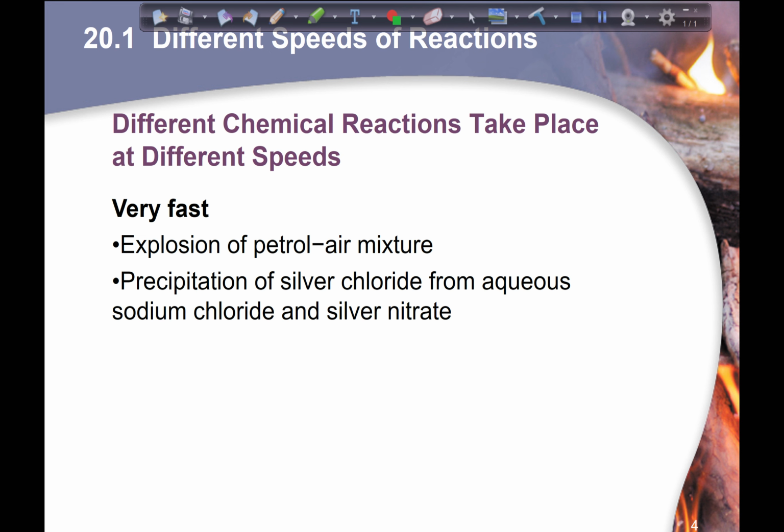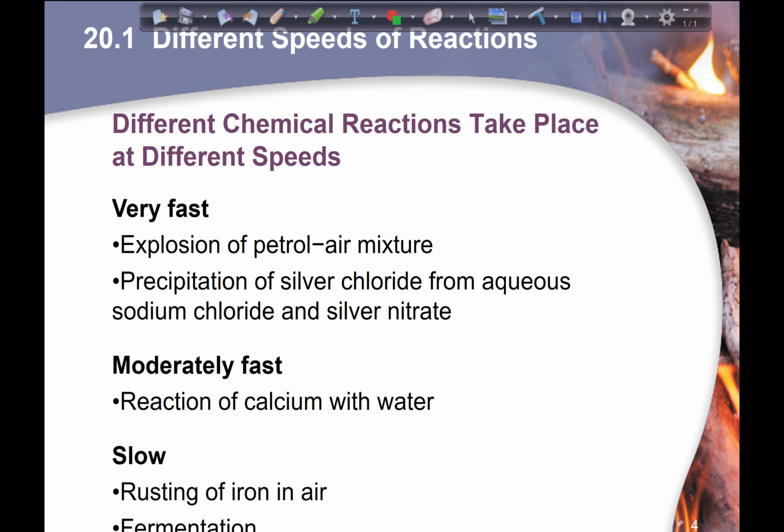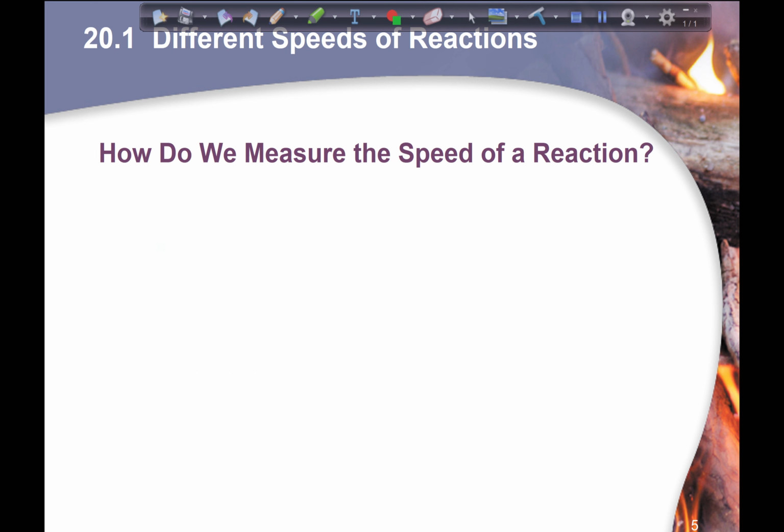Alright, so as we all know, there are different types of chemical reactions. Some of them are very fast, some of them are pretty fast, and some of them are really slow, that can take up to years for the chemical reaction to be completed. Right, so then how do we measure the speed of reaction?